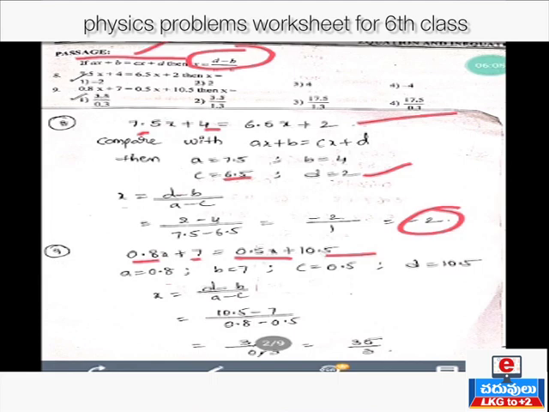What is the x value? x = (d - b)/(a - c). D value is 10.5, minus 7, by 0.8 minus 0.5. Understood? 10.5 minus 7. What is the value here? We can get 3.5. 10.5 minus 7 is nothing but 3.5. By denominator 0.8 minus 0.5. That value is nothing but 0.3, children.